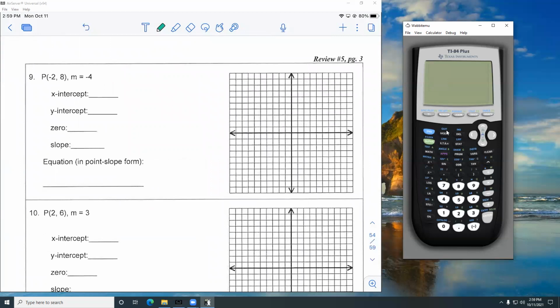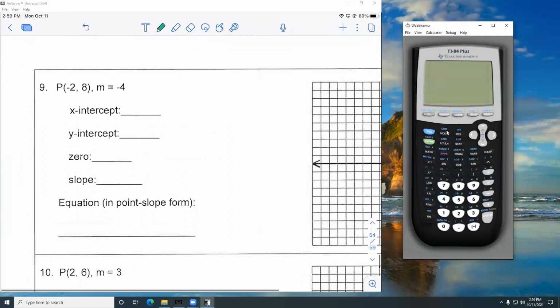All right, number 9 is a little different. Now for number 9, they give me a point and they give me my slope. So all I have to do is use my point and my slope to graph my function. It is not that tricky. All right, so I'm going to start by plotting the point that they give me. The point that they give me is (-2, 8).